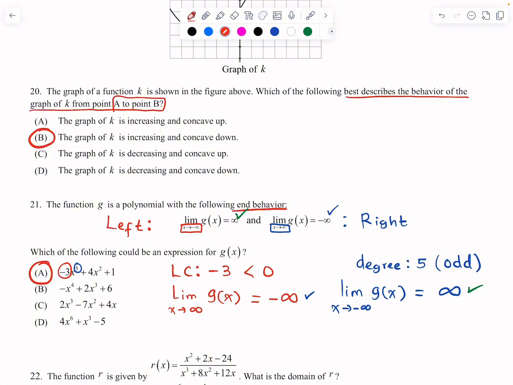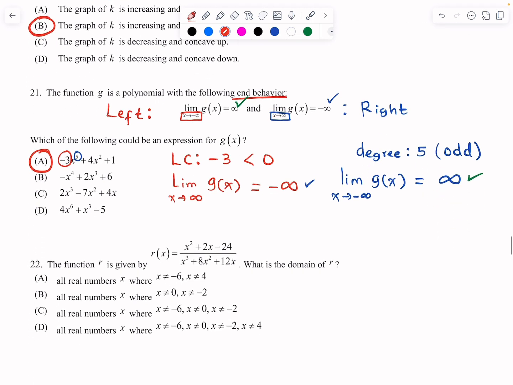For question 22, we have that rational function. And then it's saying that we should find the domain of that rational function. Now, the first thing you have to notice is that for us to find the domain, it means that this denominator right here should not be equal to 0. That's the first thing I know. So in this case, I will just take the denominator and say that that denominator should not be equal to 0.